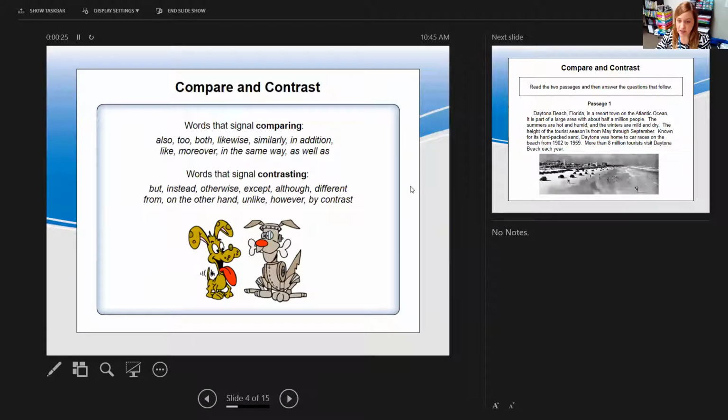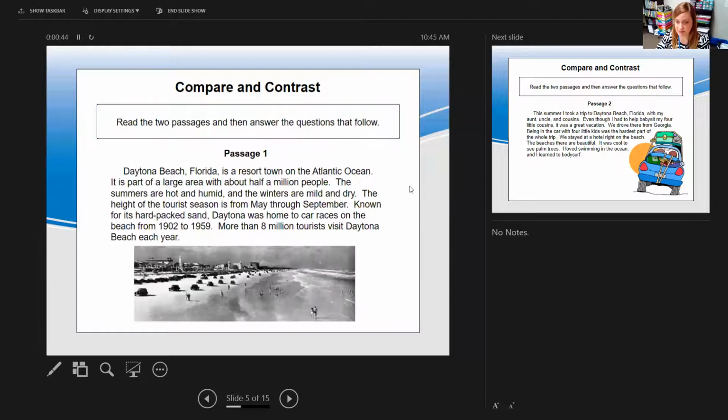Words that signal comparing are like also, too, both, likewise, similarly, in addition, like, moreover, in the same way, as well as. Some words that signal contrasting would be but, instead, otherwise, except, although, different from, on the other hand, unlike, however, and by contrast.